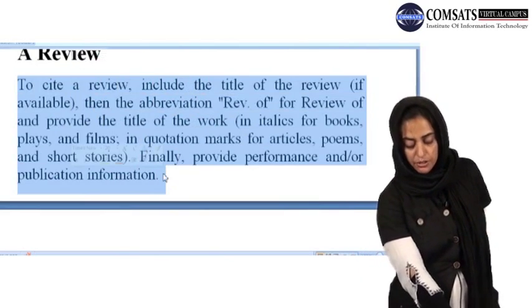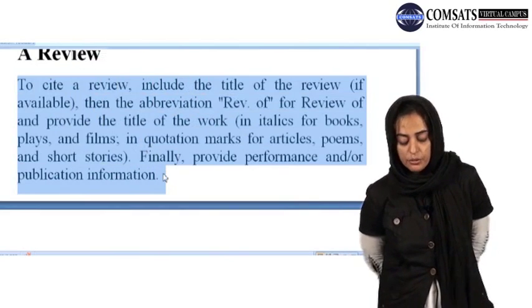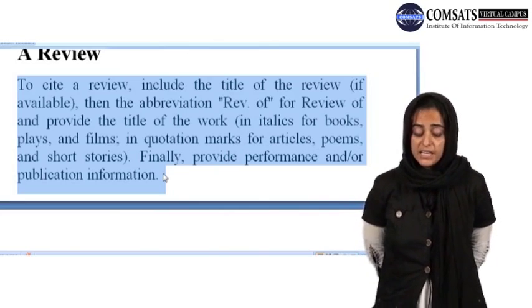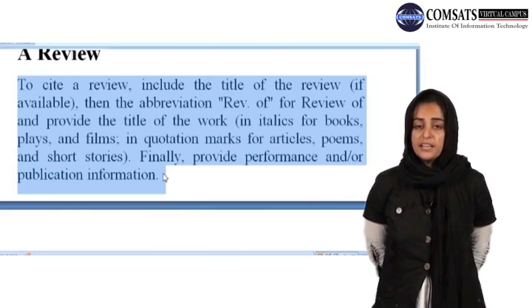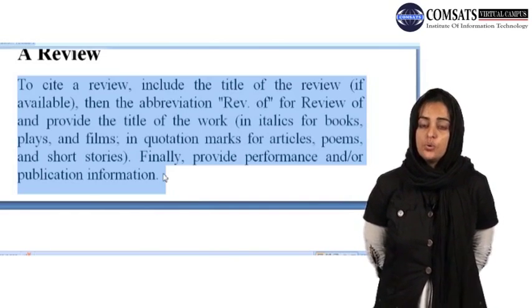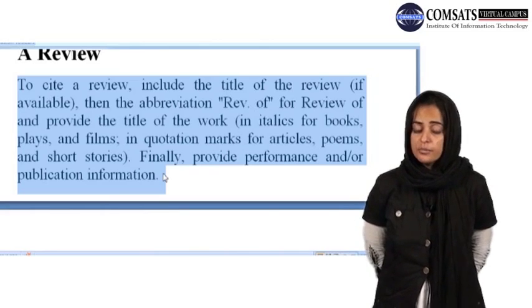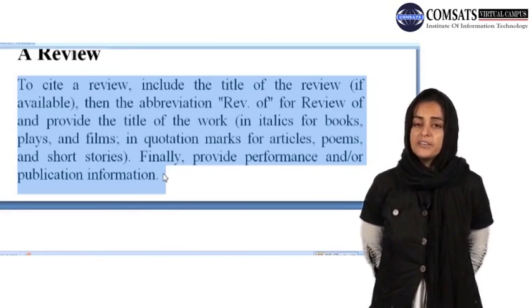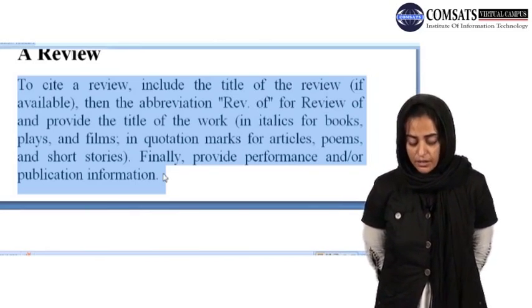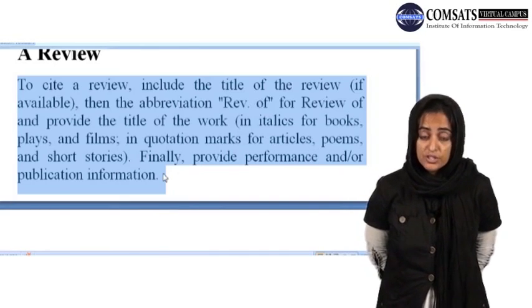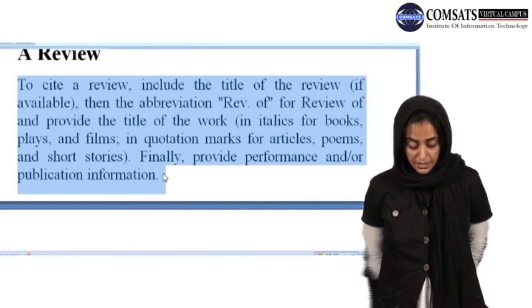To cite a review, include the title of the review, if the title is available. And if it's not available, then you will simply use the abbreviation capital R, E, V, and after it, "of". You will not write the entire word review. You will simply pick up the abbreviation capital R, E, V, then a space, then "of". Then you will provide the title of the work for which that particular review was written.